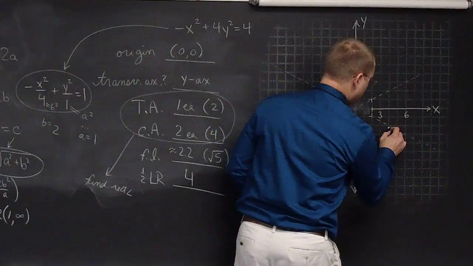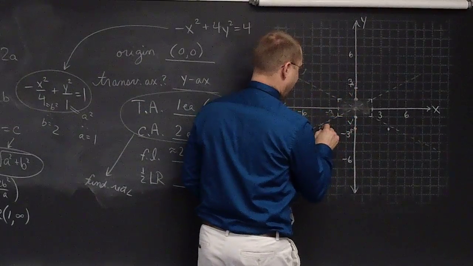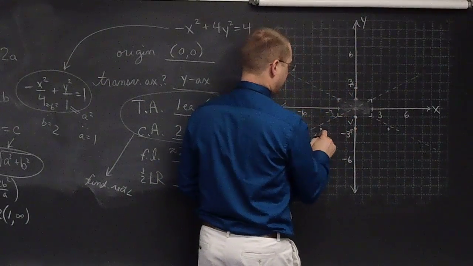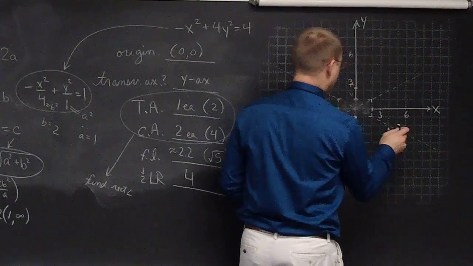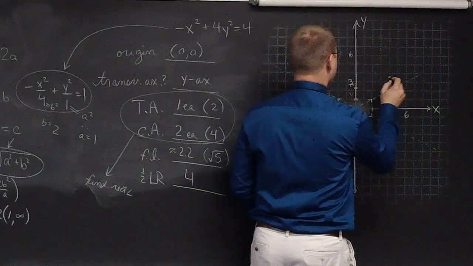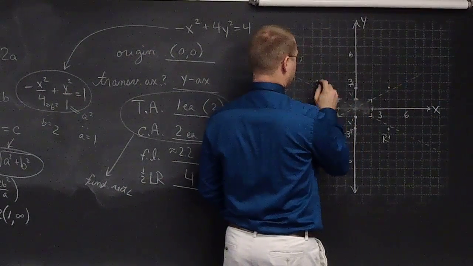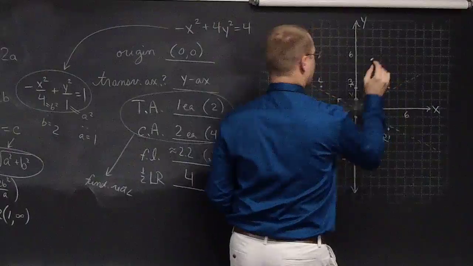And notice this puts us really close to the asymptote. It is not uncommon for your latera recta ends to be very close to the asymptote.